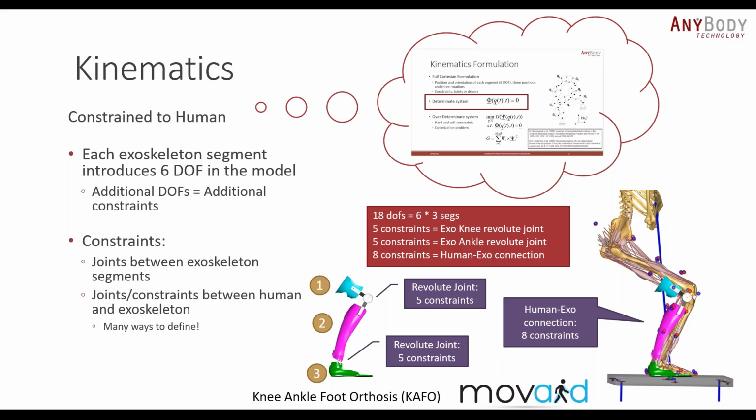As an example, if we look at this knee, ankle, foot orthosis from the MOVE8 project, this is a 3-segment exoskeleton model. That means there are 18 degrees of freedom, and we have 5 constraints coming in from the revolute joint at the knee joint of the exoskeleton, and then 5 constraints from the revolute joint at the ankle of the exoskeleton. And lastly, we are left with these 8 constraints that must be defined between the human and the exoskeleton.